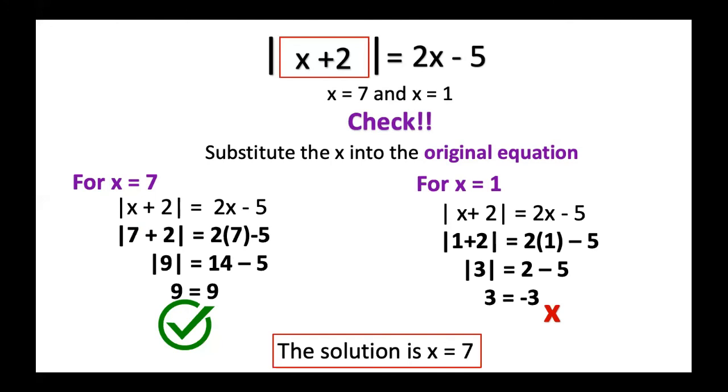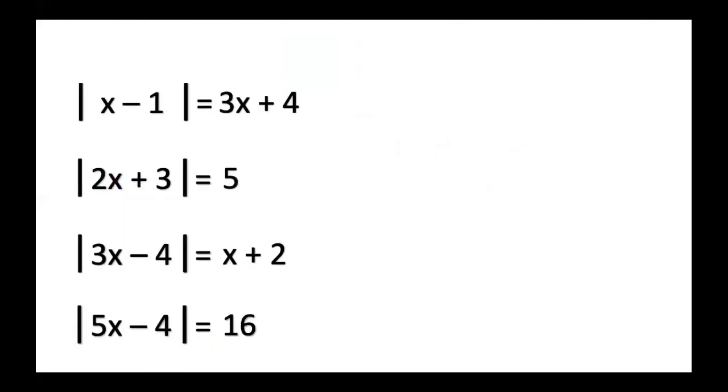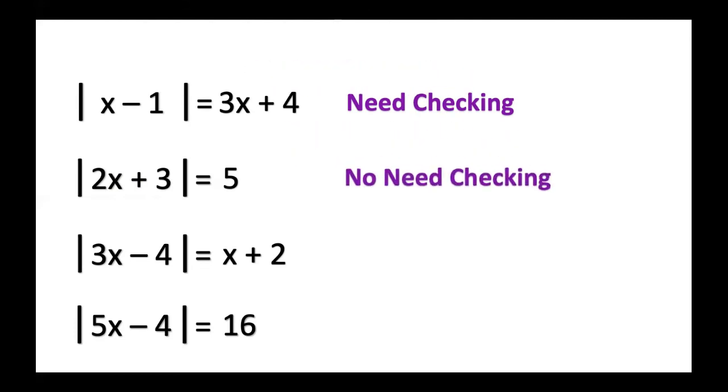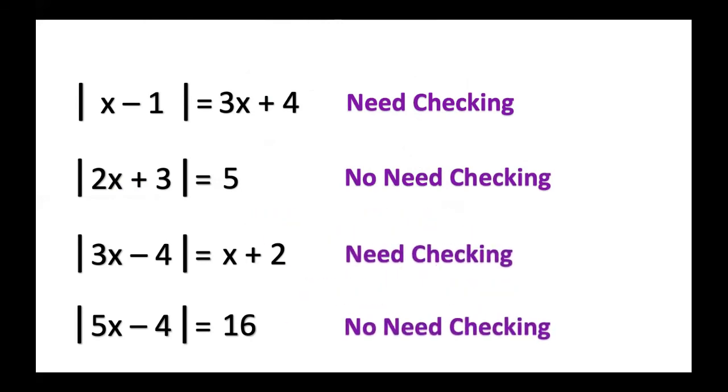If you wonder when we have to check the solution, look at this. If we have x on both sides of the given equation, we need to do the checking process. If we have x only on the left side, inside the absolute value, there is no need to check. Just like this.